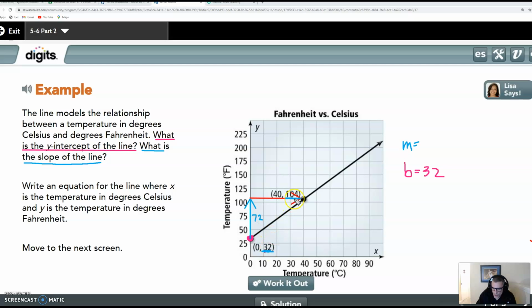Okay, and again, I use the coordinates. Basically, remember the slope formula? You know, y sub 2 minus y sub 1? That's what I just did. I did 104 minus 32. That gets me a 72 for the rise.